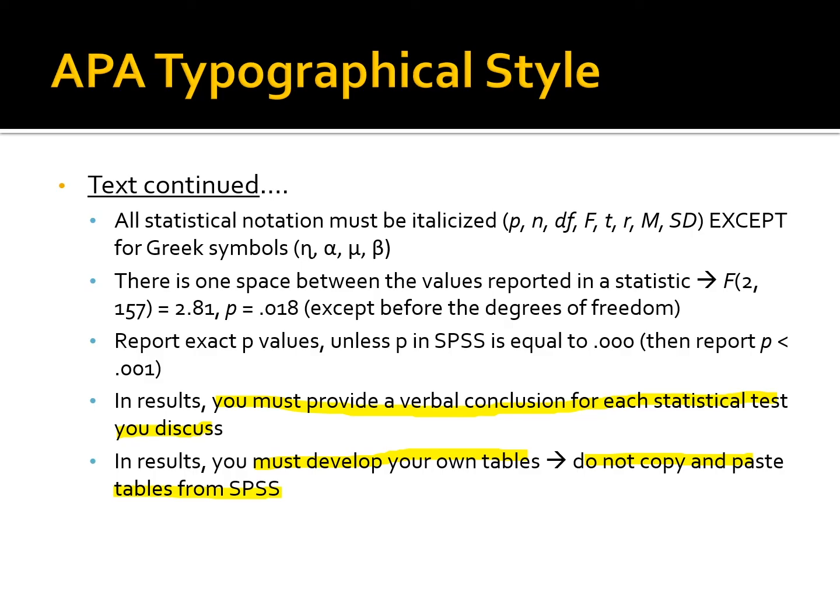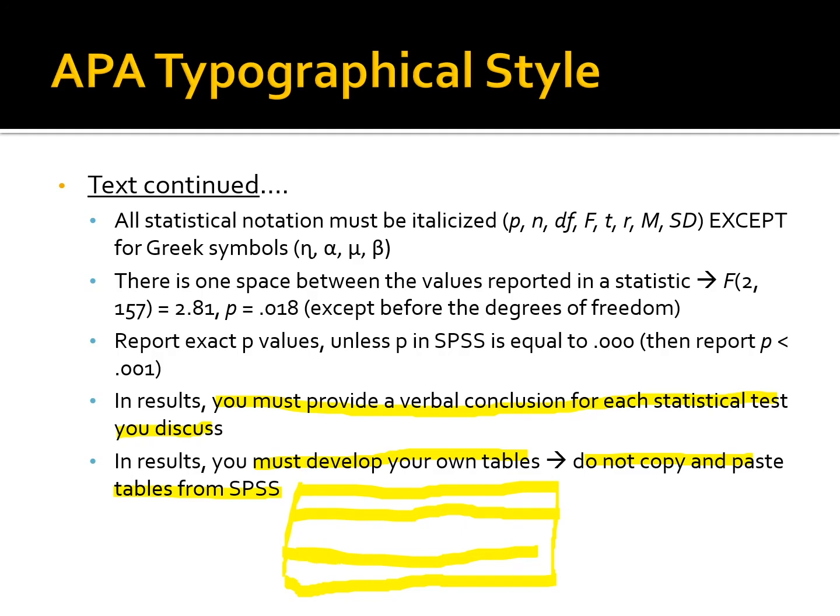Something quick. In the results section, you must also develop your own tables. Do not copy and paste tables from SPSS because SPSS tables are not in APA format. And that's really the whole point of this workshop, to adhere to APA rules and regulations. So SPSS provides tables that look like this. Okay, so an ANOVA table would have a box, and then it would have these horizontal lines like that, separating, for instance, between versus within. And then it has these vertical lines like this, so that you've got the mean square, and then you've got the F value, and then you've got the significance values.